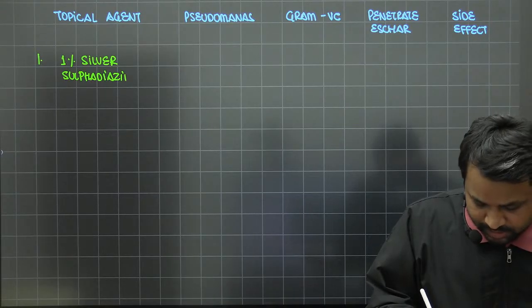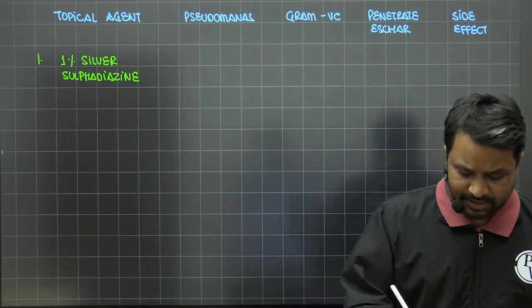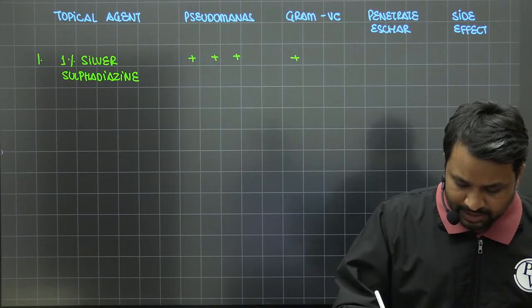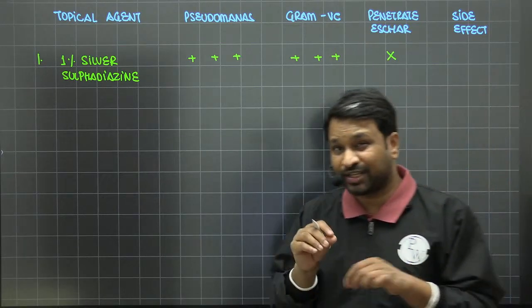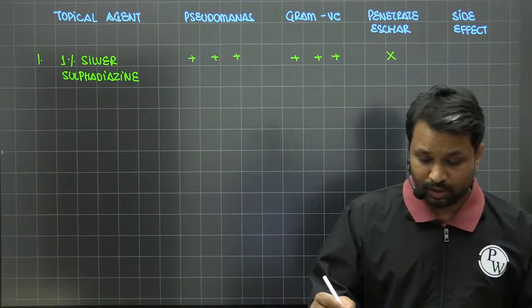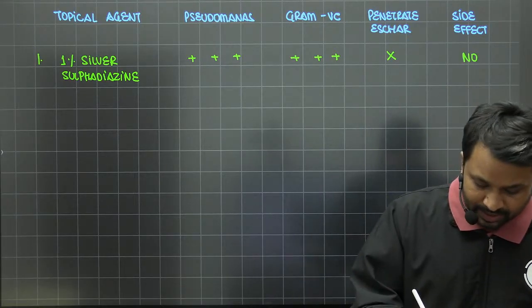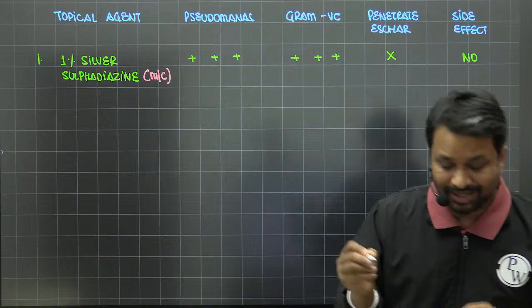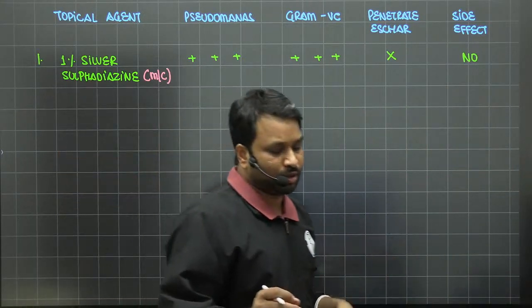It is 1% silver sulfadiazine. Now the good thing about silver sulfadiazine is that it is extremely effective against Pseudomonas as well as gram-negative bacteria. It cannot penetrate eschar. So if there's an eschar, this agent is going to be useless, and there are no specific side effects. That is why this is considered the most common topical agent that we usually prescribe to our patients for burn wound management.